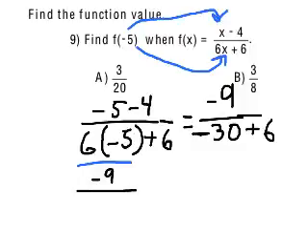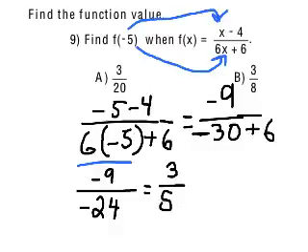But a negative 30 and a positive 6, we subtract them, we get a negative 24. Okay, so we can reduce that. We can divide negative 3 into the top number and the bottom number. Negative 3 into negative 9 is 3. Negative 3 into 24 is 8. So our answer is 3/8.